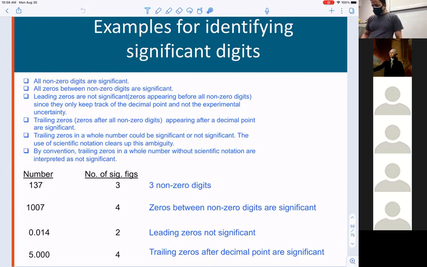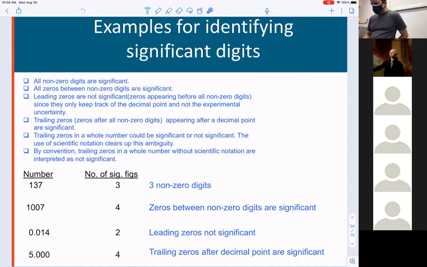What about 1007? That does involve 2 zero digits, right? There's 1007. But in this case, the 2 zeros are sandwiched between 2 non-zero numbers. And so we say that they are significant. So we say that there are 4 significant figures in this. So that's the second rule. All zeros between non-zero digits are said to be significant.